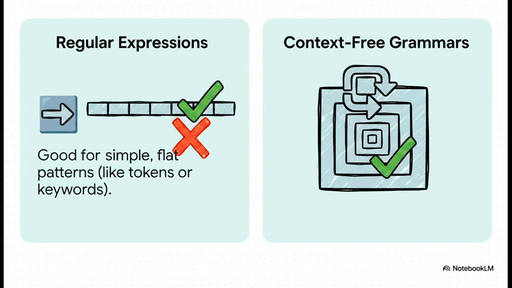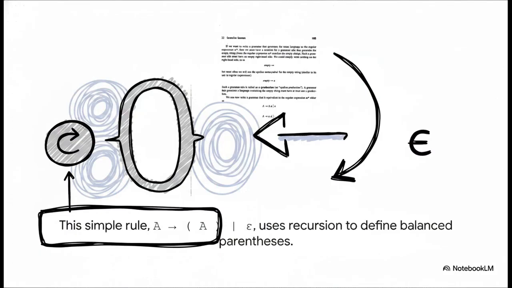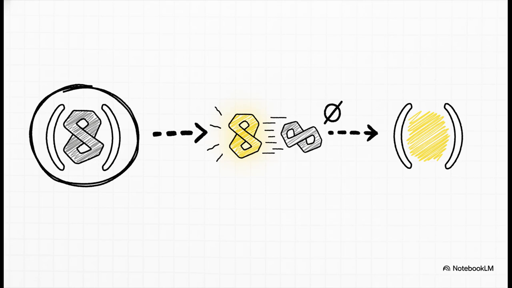That is a job specifically for context-free grammars, and the reason is recursion. And this one little rule is the perfect way to see it. It says that A, our non-terminal for balanced parentheses, can either be an open parenthesis followed by another A followed by a closing parenthesis, or it can just be empty. Do you see how the rule refers back to itself? That's recursion.